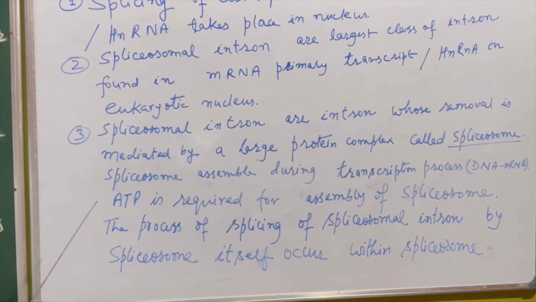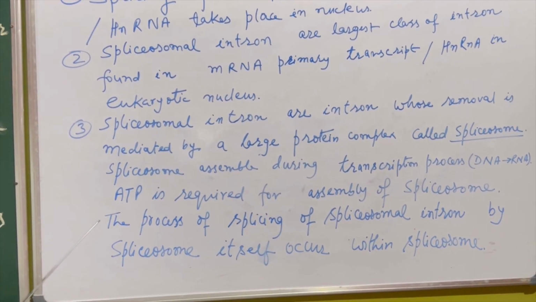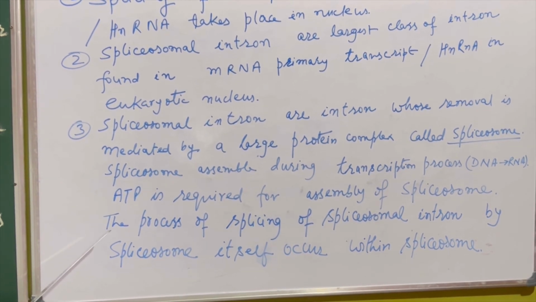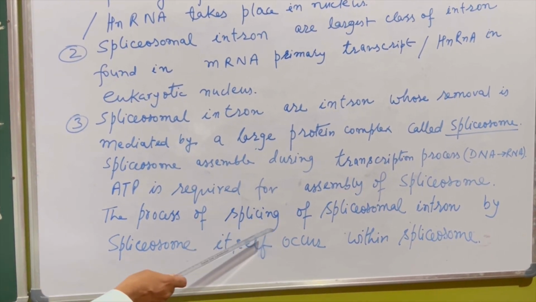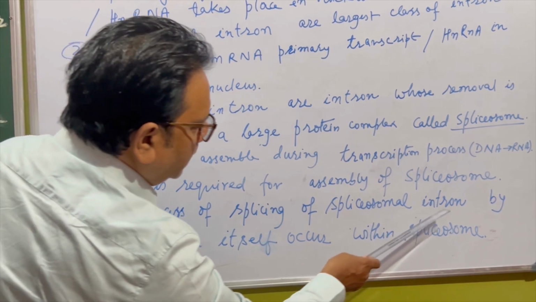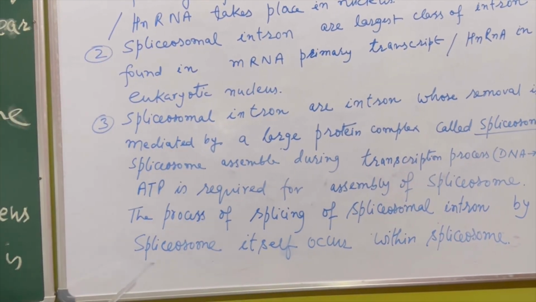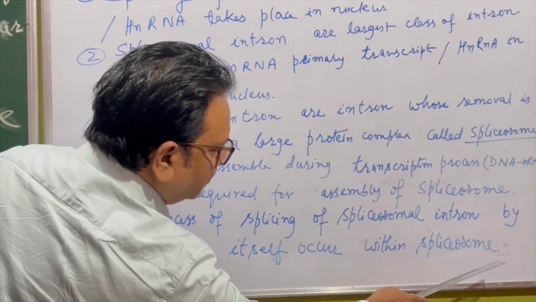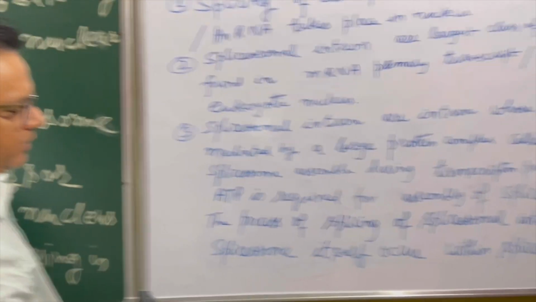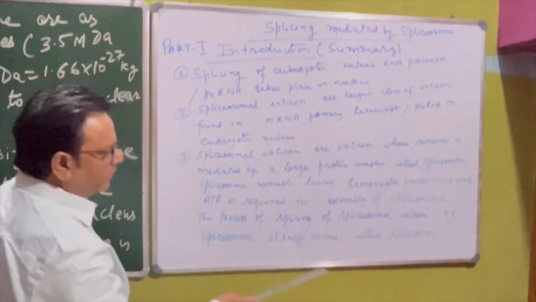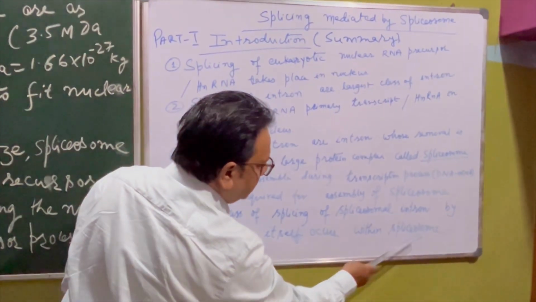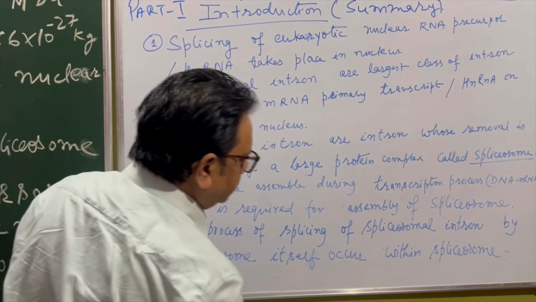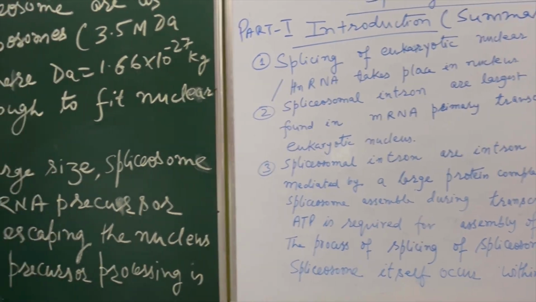ATP is required. And another interesting thing is that the process of splicing of a spliceosomal intron by a spliceosome itself occurs within a spliceosome. Okay, this is very interesting, that the whole process occurs within a spliceosome. Okay. Now the fourth point.